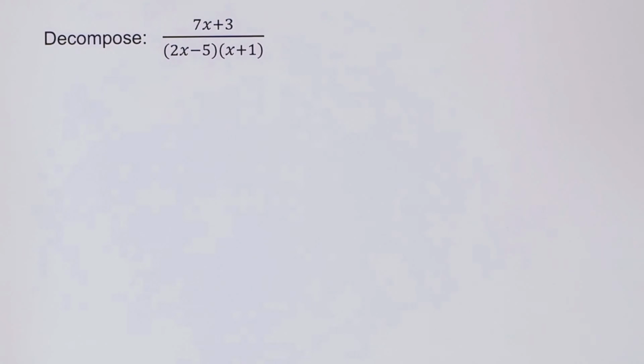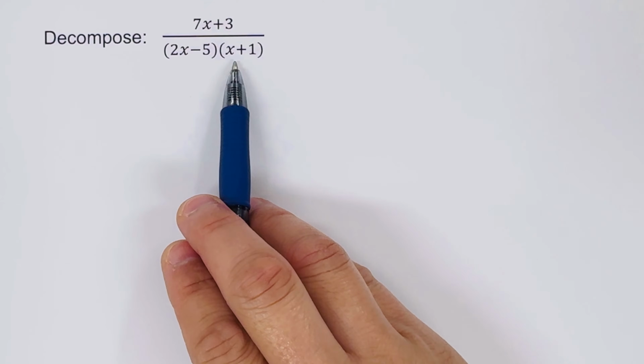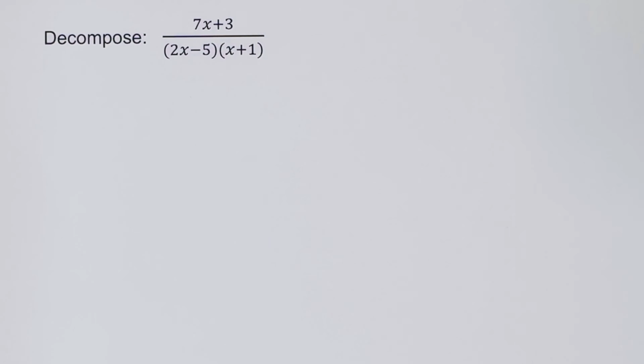Hello everyone. This video will show how to decompose a fraction into its partial fractions. In this case, we have a denominator that is made up of distinct linear factors. The method that we're going to use in decomposing this fraction is the elimination method. I'm just going to go ahead and rewrite this given fraction down here.